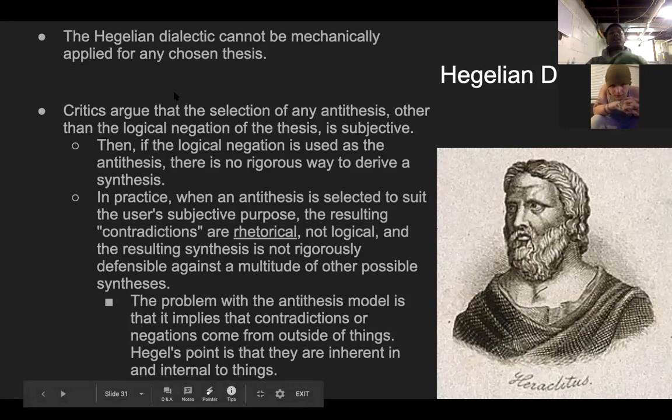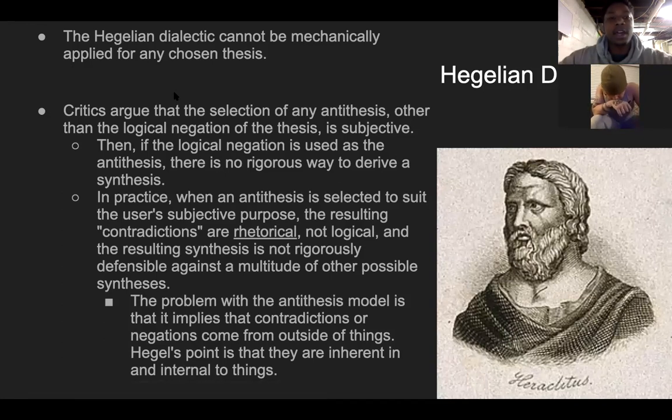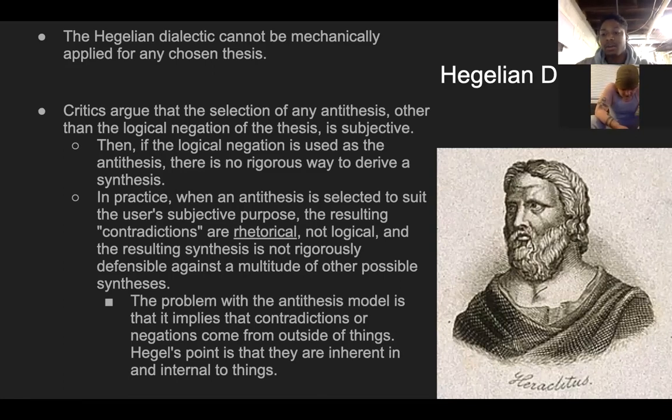So the Hegelian dialectic cannot be mechanically applied for any chosen thesis. This is because critics argue that the selection of any antithesis other than the logical negation of the thesis is subjective, which is a pretty fair view. I guess this would make sense with an example. Let's say my thesis is eggs, or the egg I choose out of an egg carton.